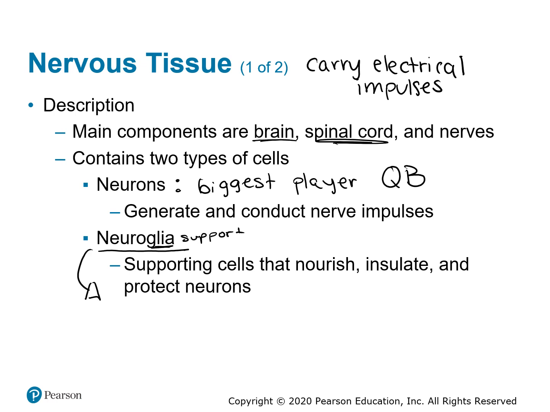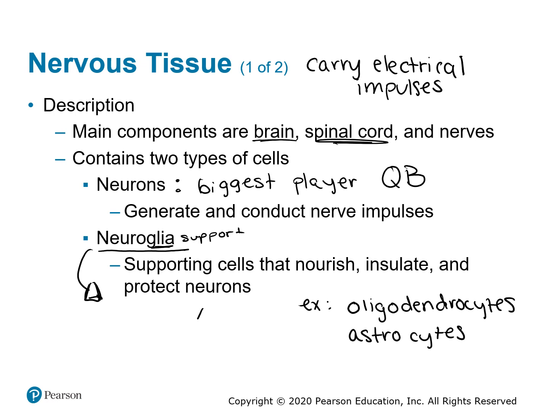Neuroglia is a general term for many different cell types. So there's not just one single neuroglia cell. There are several. For example, oligodendrocytes, you have astrocytes, and there's definitely some others that I'm not remembering right now. Okay?